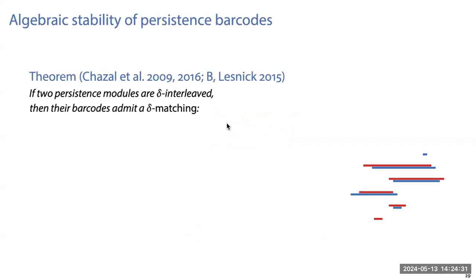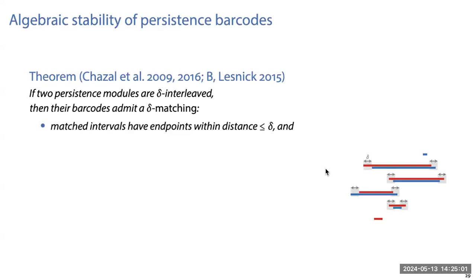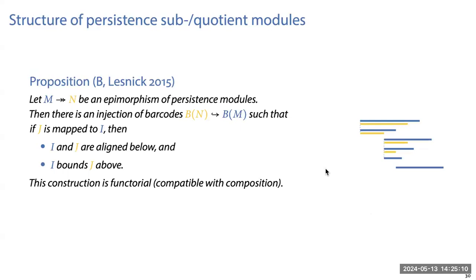And with this language, we can express what it means for the persistence barcodes to be stable on the algebraic level if we have two persistence modules that are delta interleaved, which is the case if we consider persistent homology of two point sets that are at Hausdorff distance delta. So then we have delta interleaved persistent homology, and algebraic stability says this is enough to show that also the barcodes admit this delta matching. So the same property as before: the endpoints are similar for matched intervals and close to each other for unmatched intervals. And well, what's behind this?